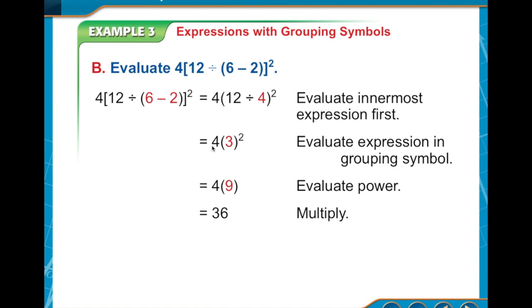So notice here, if I would have said 3 times 4 is 12, and then 12 squared would have given me 144, which is not close to 36. Okay, so the order of operations matters. If you do it out of order, you will get the wrong solution. So evaluate that exponent first, then multiply, we get the right solution there.